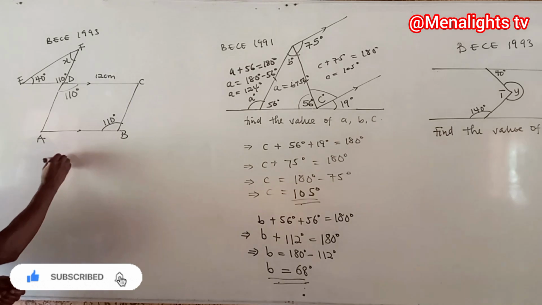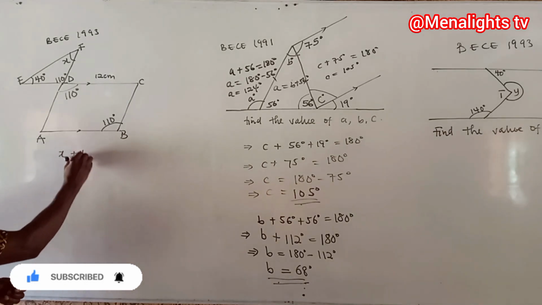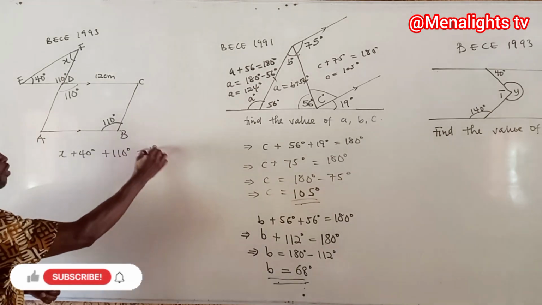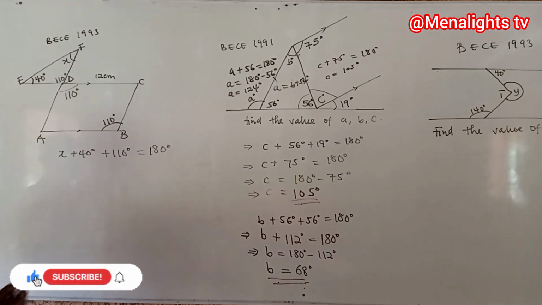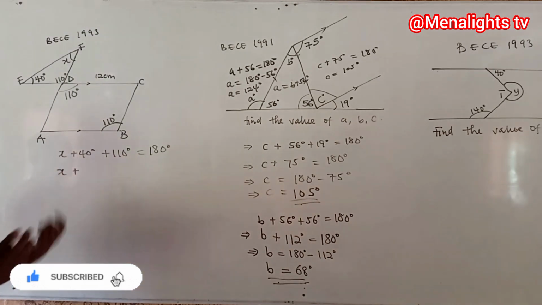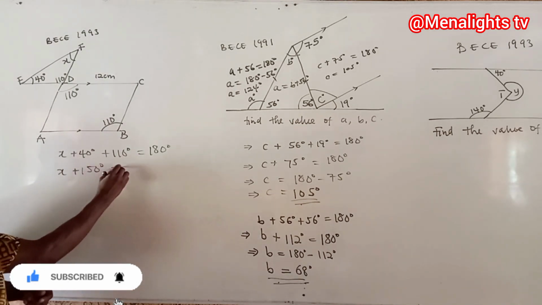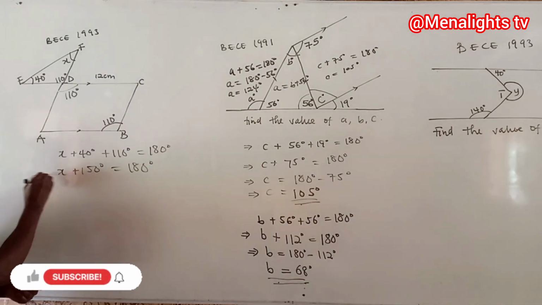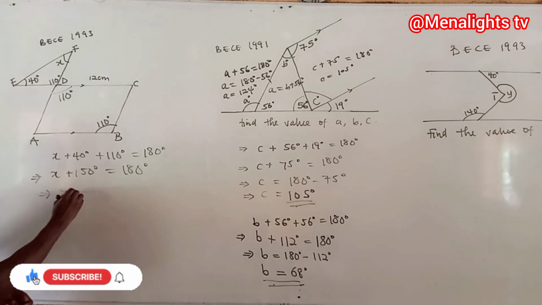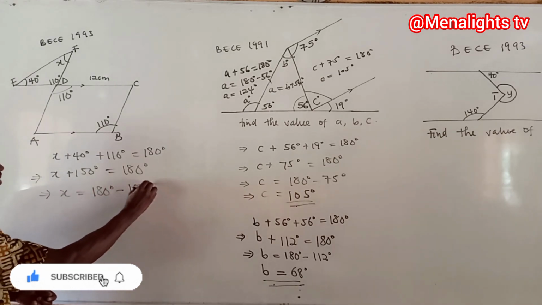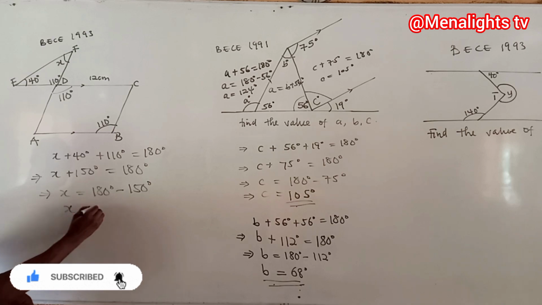So from there you can say that x plus 40 degrees plus 110 degrees is equal to 180 degrees. So 110 and 40 will give us 150 degrees, so x plus 150 is equal to 180 degrees. From there you can group like terms. So x is equal to 180 degrees minus 150 degrees. So our x is equal to 30 degrees.